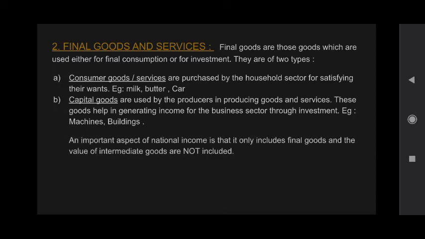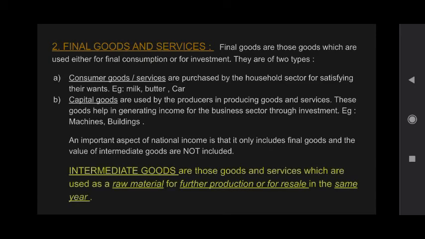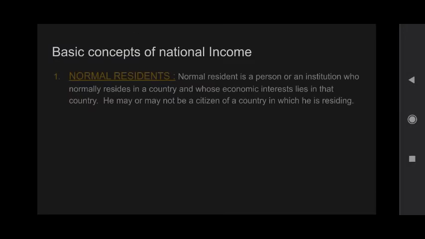A very important aspect of national income which is to be noted here is that it includes only final goods and services, and the value of intermediate goods are not included. Now, to know what are intermediate goods, in simpler sense, we can say that these are those goods and services which are used as a raw material for further production or for resale purpose in the very same year. That means they are being exhausted in the same year.